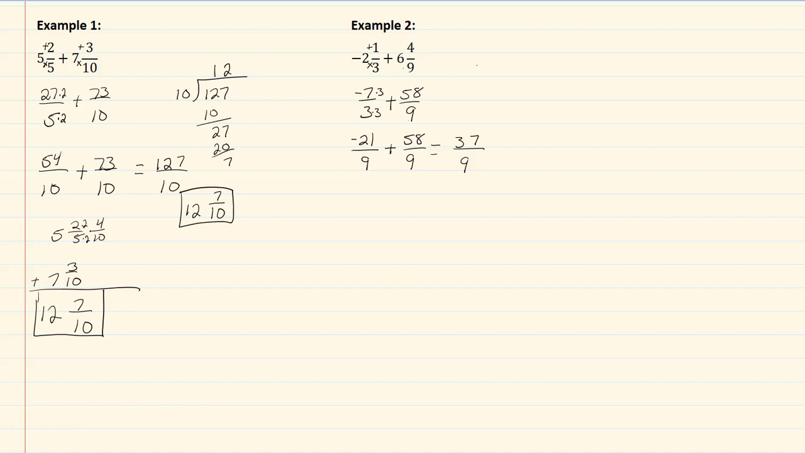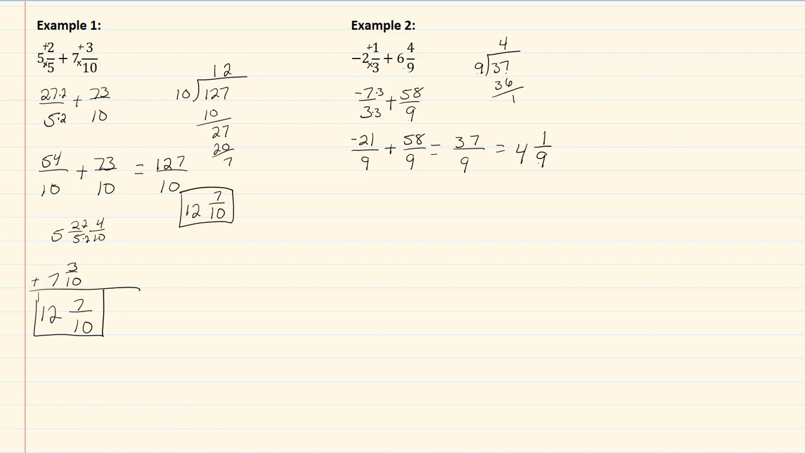Now I need to convert that back into a mixed number. So 9 goes into 37 4 times with a remainder of 1. So that means this equals our whole number, which would be 4. Our remainder would be 1. The denominator would be 9. So I get 4 and 1/9.